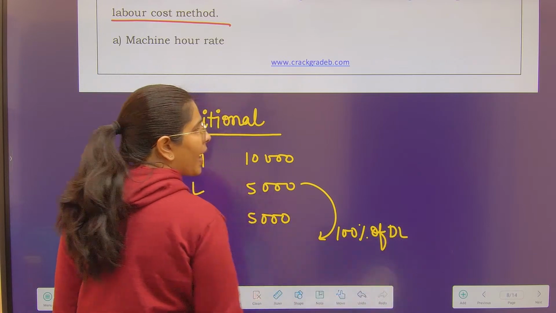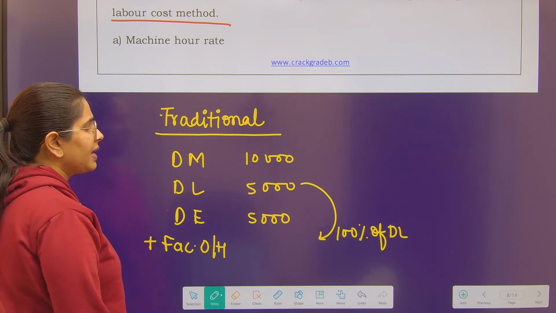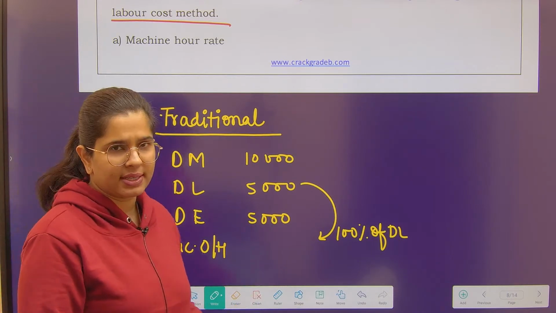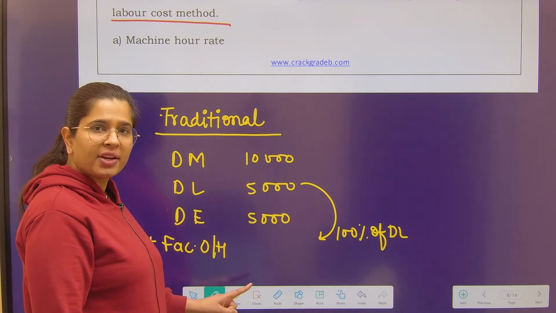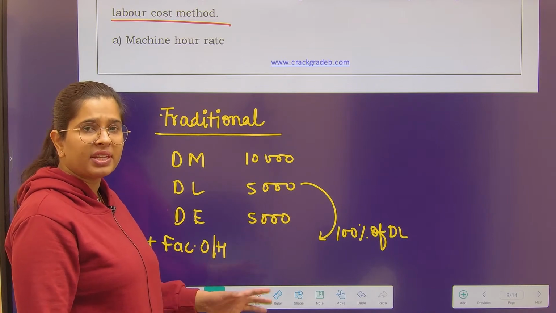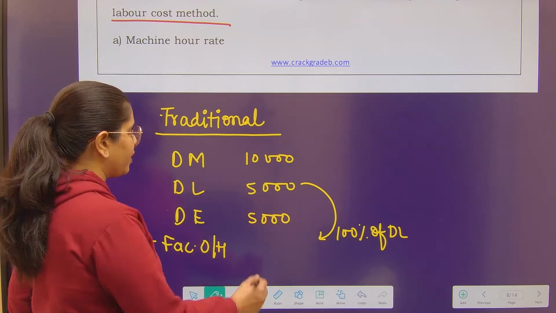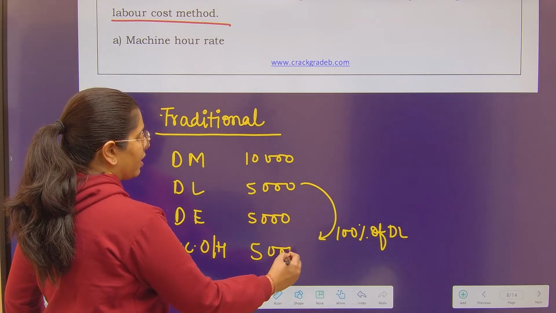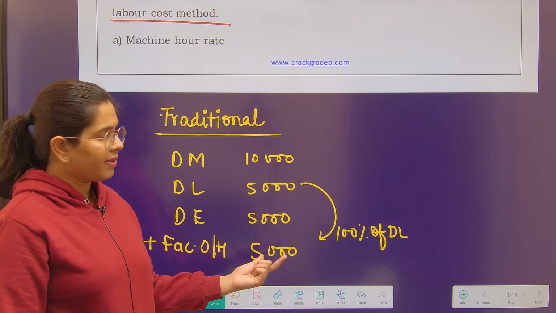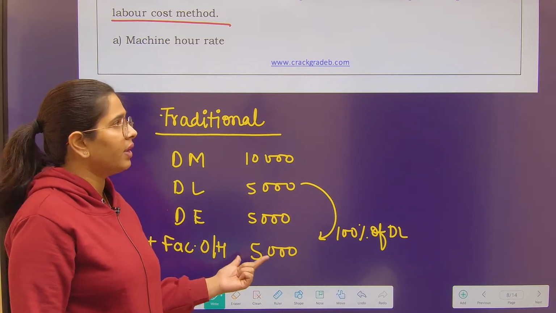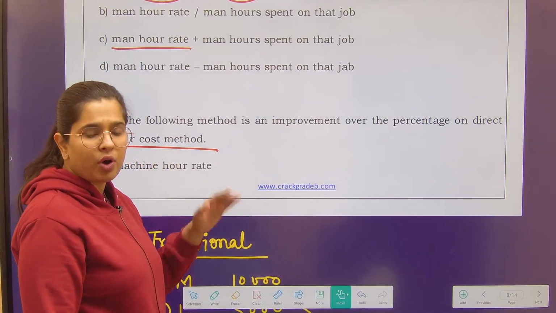Means no actual calculation has been done for the allocation of overheads. They just said that on the basis of past practices, we have seen the past data in which direct labor and factory overheads had a relationship of nearly 100%. Means if your direct labor cost is 5,000, then your factory overheads will also be apportioned at 5,000. Whatever cost has been incurred, they will take 5,000 only. This is known as the percentage on direct labor cost method.